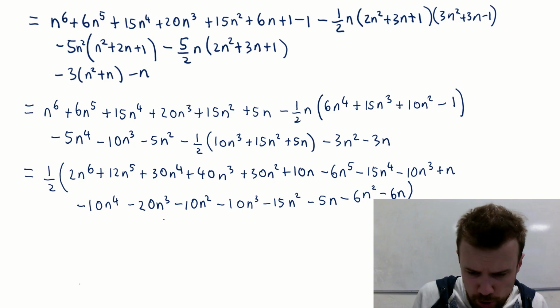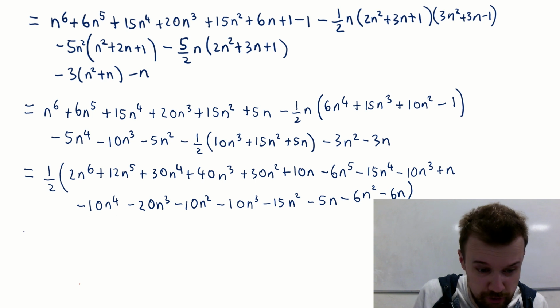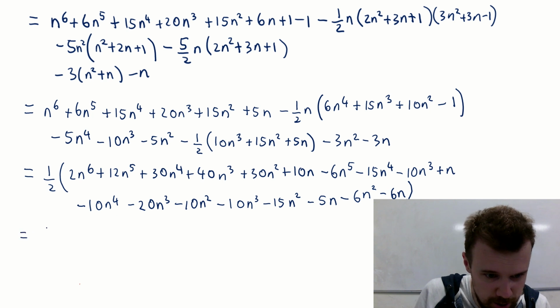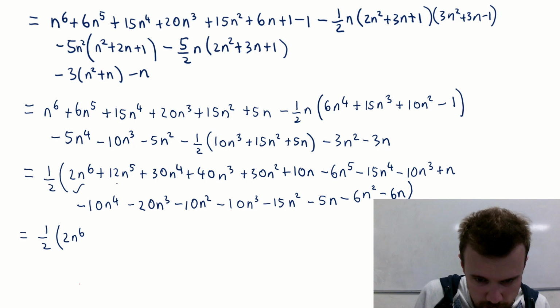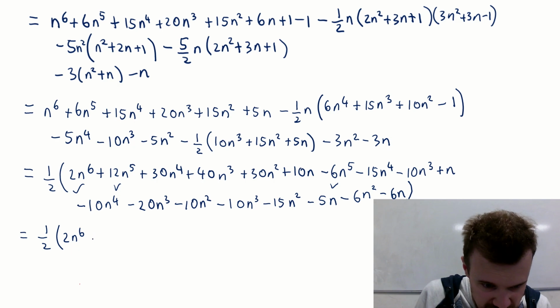So therefore, I'm going to simplify everything. That will get me a half, lots of 2n to the power 6. It'll get me a 12, a minus 6, so therefore that's just 6n to the power 5.